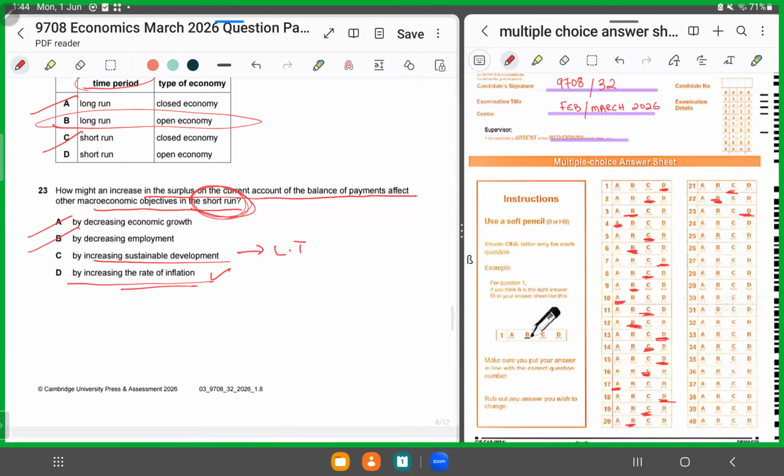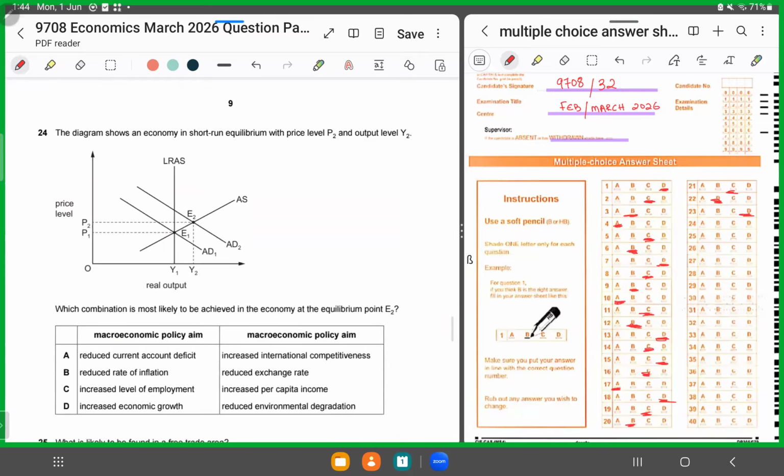Moving forward, MCQ number 24. MCQ number 24 shows us an economy in the short run with an equilibrium at price level P2 and output level Y2. So this is the output level and this is the price, the short run equilibrium. Now, what happens? Which combination is most likely to be achieved in the economy at the equilibrium point E2? Now they're saying what is going to happen.